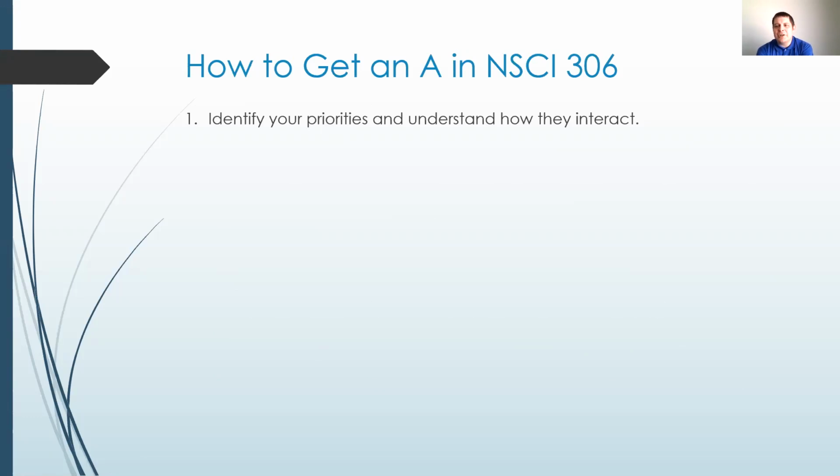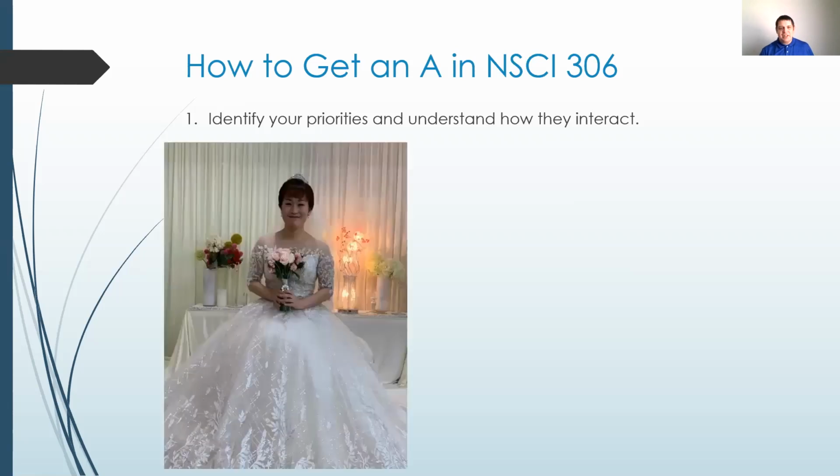But I use this word interact deliberately because it's one thing to list our priorities and to say, this is what's going to be most important to me. But I found that if we acknowledge how those work together, and if we acknowledge that there has to be some negotiations, some give and take, then it's a much healthier way to go about this. So let me show you how this works in my life. This is a picture of my wonderful, beautiful wife.